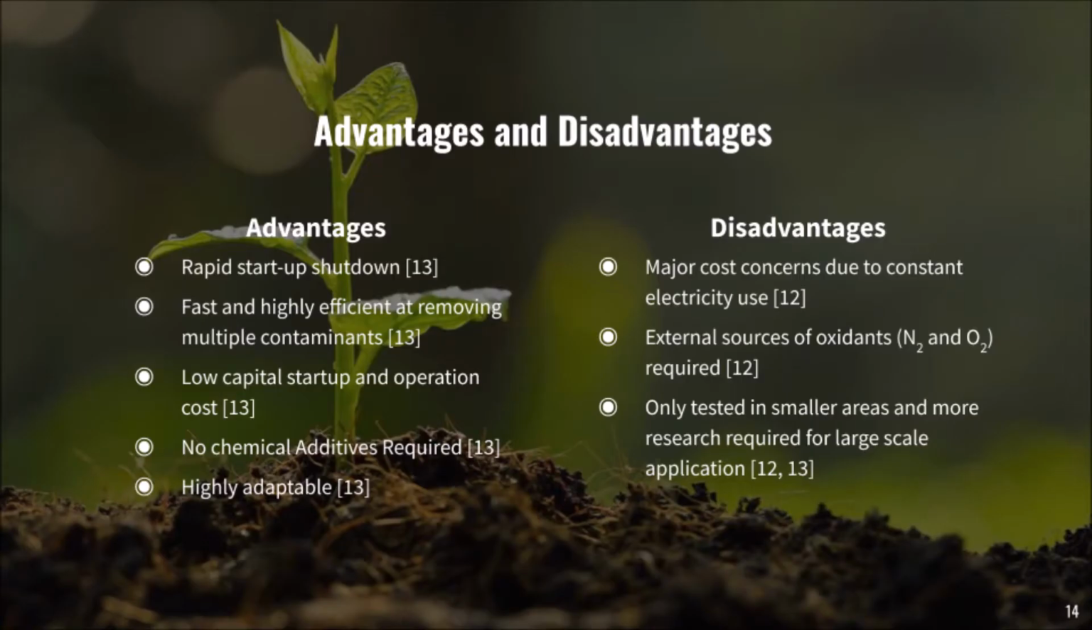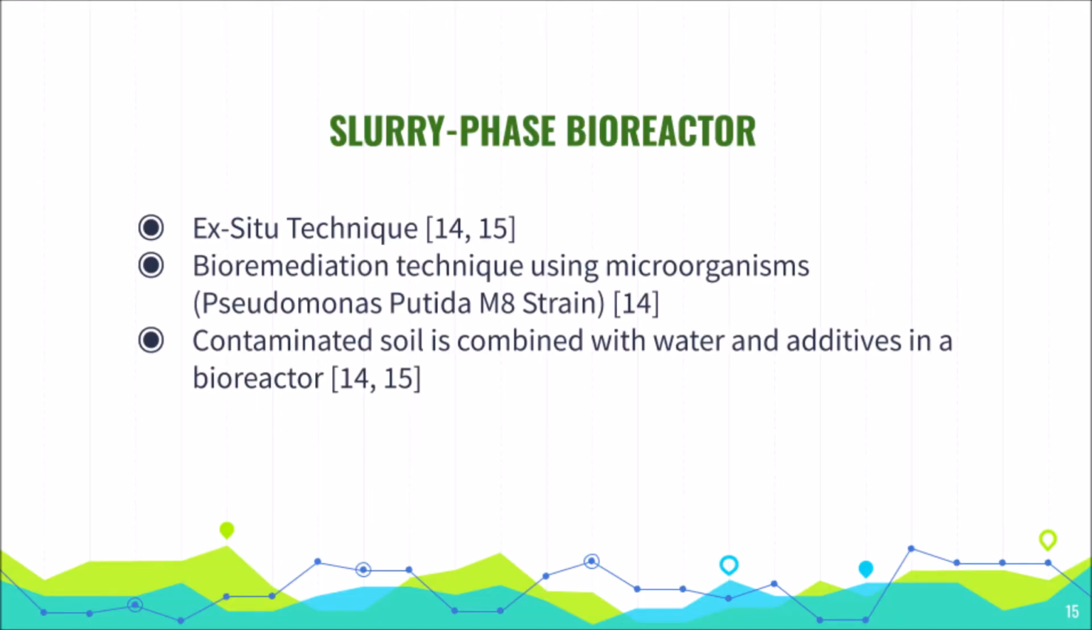When it comes to advantages and disadvantages, even though a DDBD reactor is fast and highly efficient at removing contamination, it uses up electricity, which can raise major cost concerns and requires external sources of oxidants to operate. Similarly, even though it's a highly adaptable technology, a lot more research is required before it can be implemented on a large-scale application. The second remediation technology we are going to talk about is the slurry phase bioreactor.